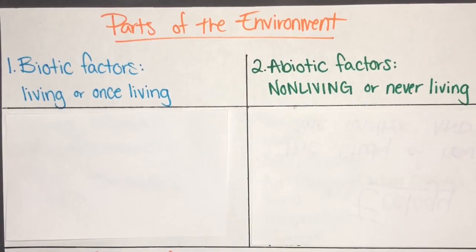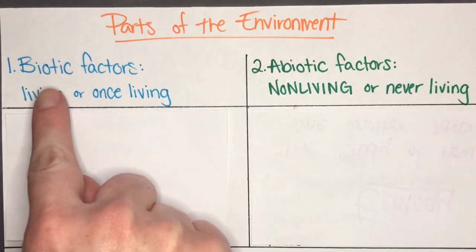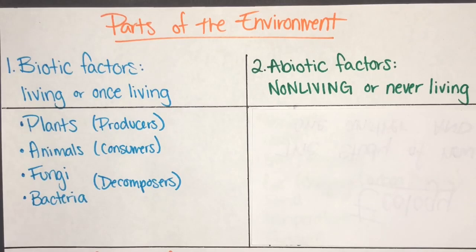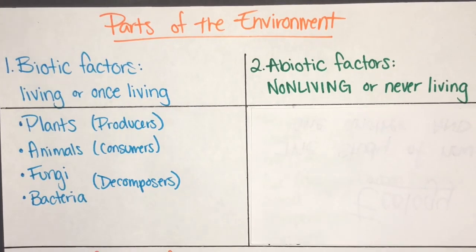Now that we understand where the energy comes from, let's discuss the different parts of the environment. We have two major components, biotic and abiotic factors. First, biotic factors are living and once living parts of the environment. Things like plants, animals, fungi like mushrooms or mold, and bacteria. These are our producers, consumers, and decomposers.